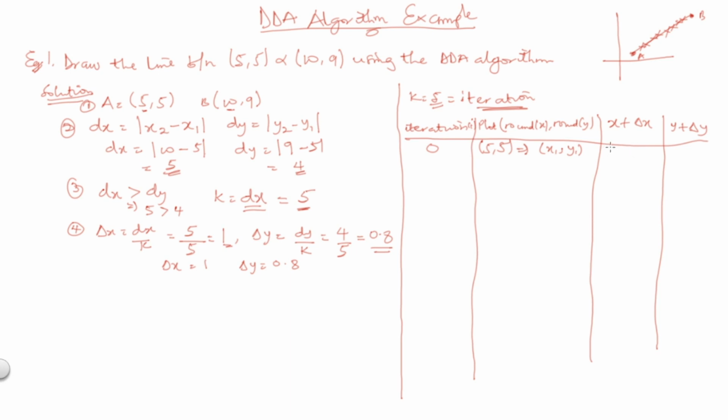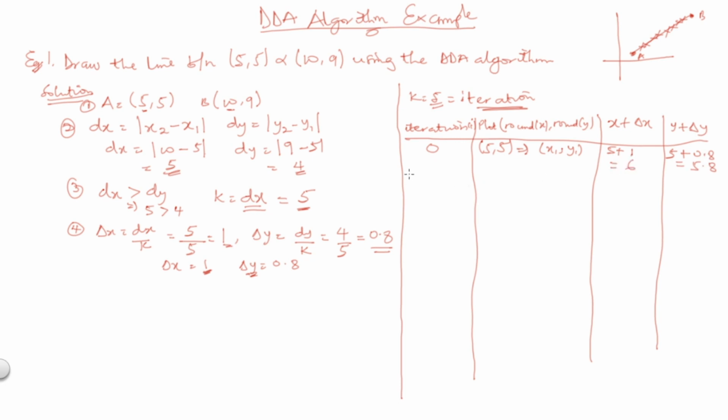So at that point, to move on to the next one, to find the next x coordinate, x as we see is 5 plus change in x, which has been represented here as 1. Change in y is also 0.8, so y is equal to 5 plus change in y, which is represented as 0.8. So this will give us 5.8, and this will give us 6.